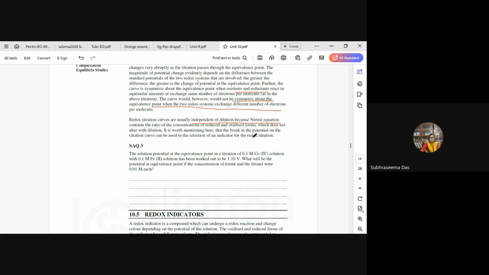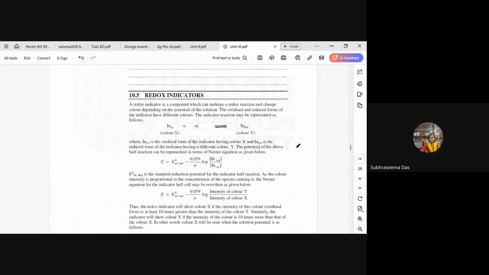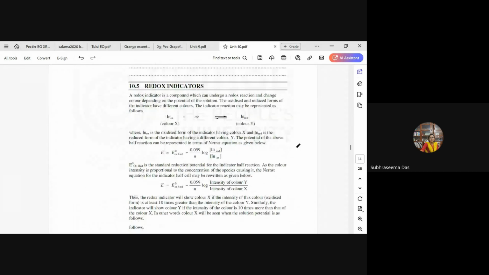Here it is worth mentioning that the break in the potential in the titration curve can be used in the selection of an indicator. So that is how titration curves are important.